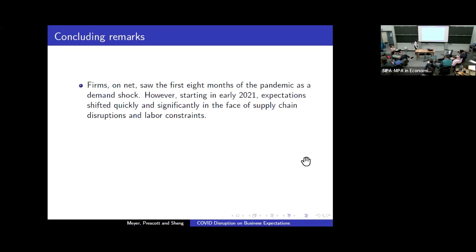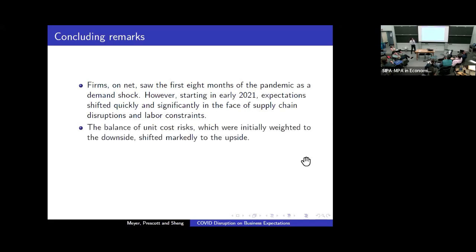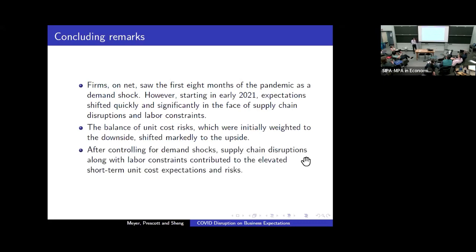To conclude, in the first 8 months of the pandemic, firms on net saw it as a demand shock, since they lowered their sales, lowered employment, and lowered their unit cost expectations. However, as the pandemic continued, firms quickly reversed course and started increasing their unit cost expectations. Second, the balance of unit cost risk, initially on the downside, shifted quickly to the upside. After controlling for demand factors, supply chain disruptions, along with labor constraints, contributed to this elevated short-term unit cost expectation risk.